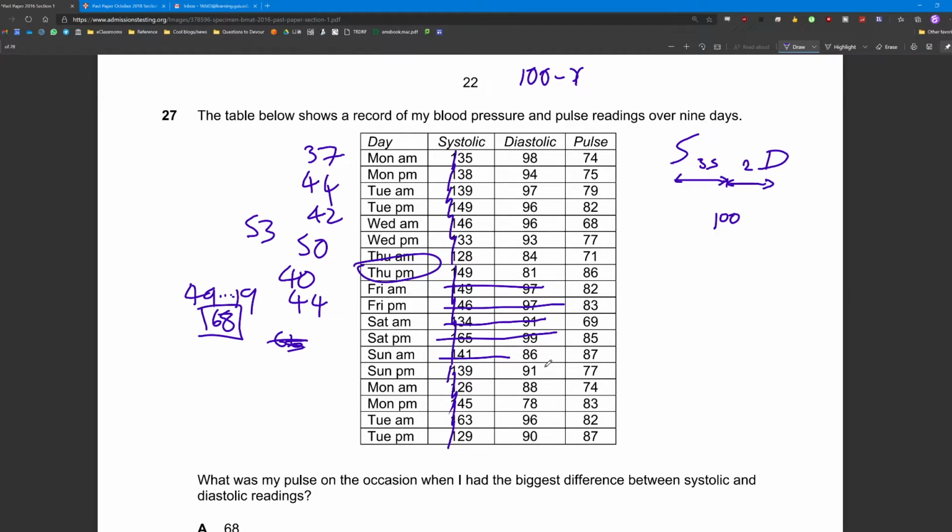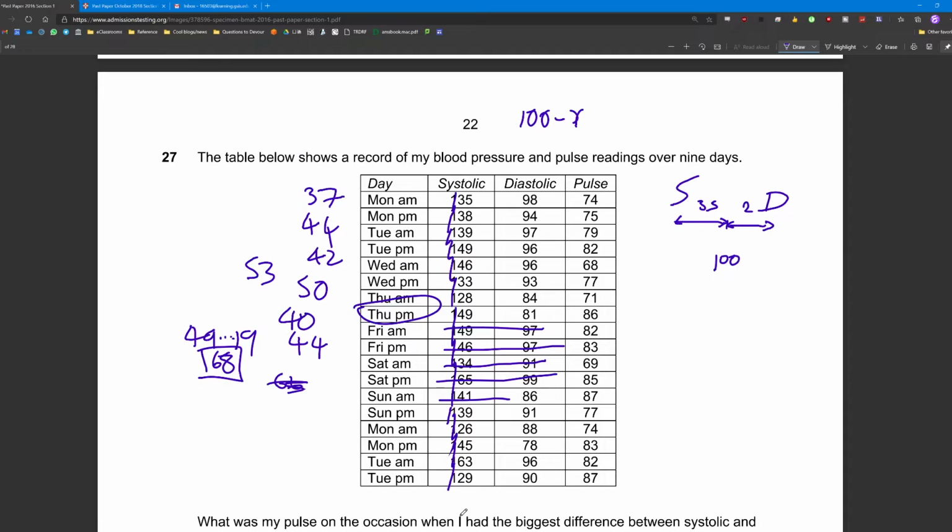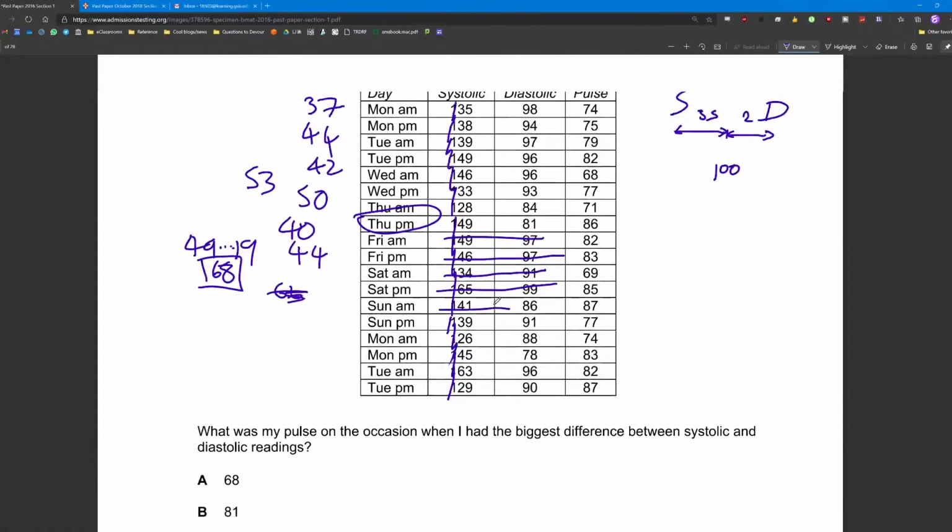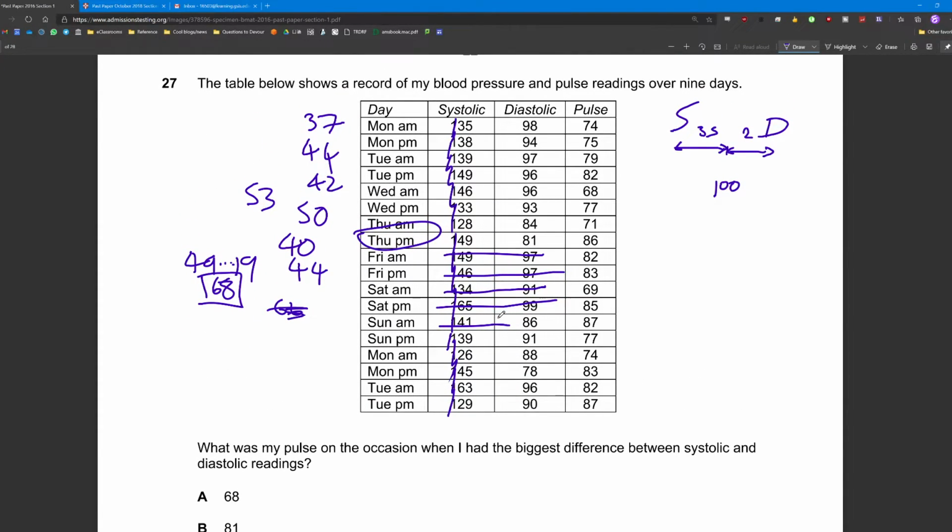Oh, my pen stopped working. You've got to be joking. No, let's see if this pen decides to work later.